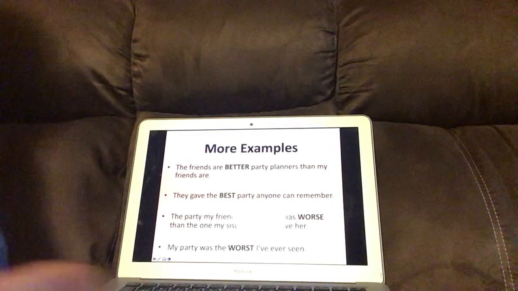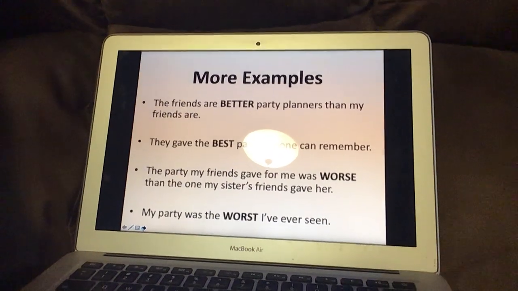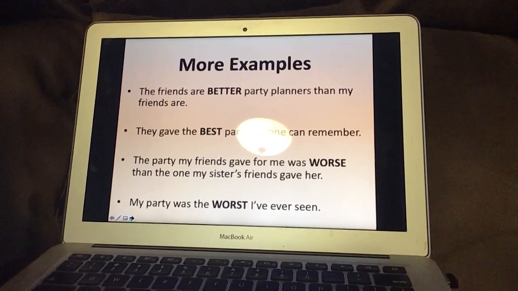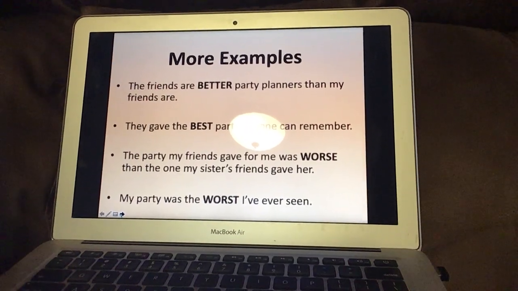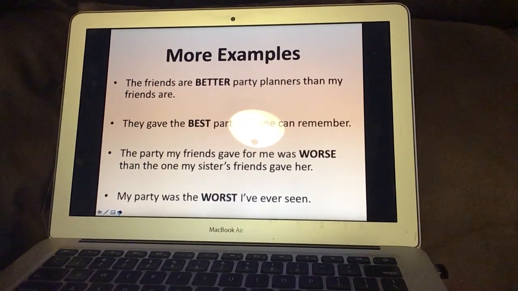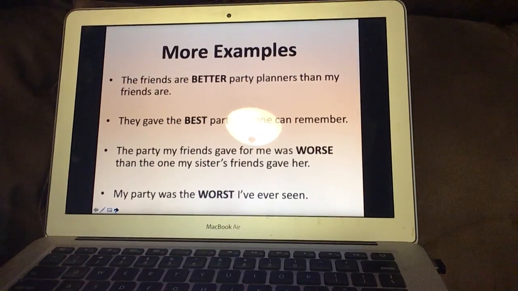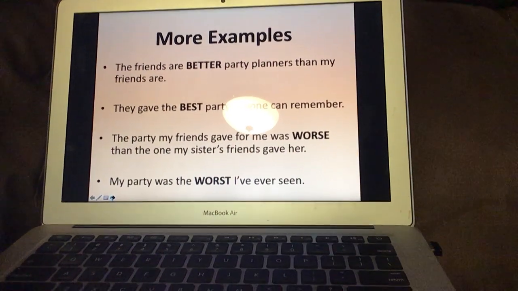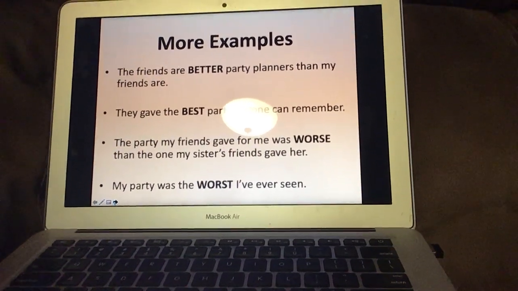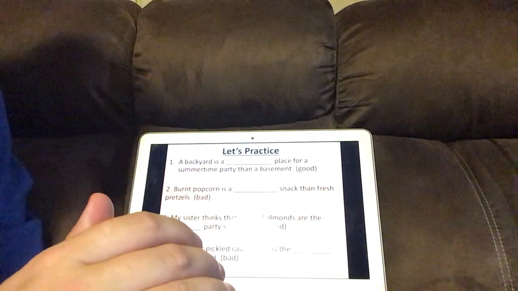All right, some more examples of comparing using our words good and bad. The friends are better party planners than my friends are. They gave the best party anyone can remember. The party my friends gave for me was worse than the one my sister's friends gave her. My party was the worst I've ever seen. So just some more examples with those words.